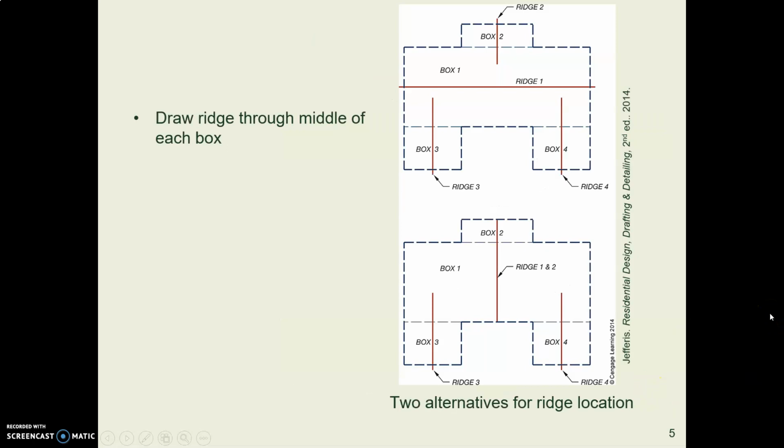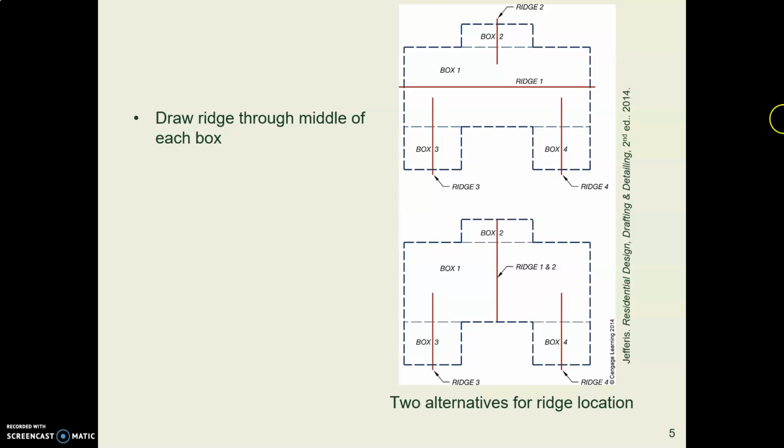This is a different floor plan, so different shape than the last slide. This is out of our book. Once you have your roof divided into rectangles, now you draw a line through the center of each rectangle, and that's going to be the ridge of your roof.